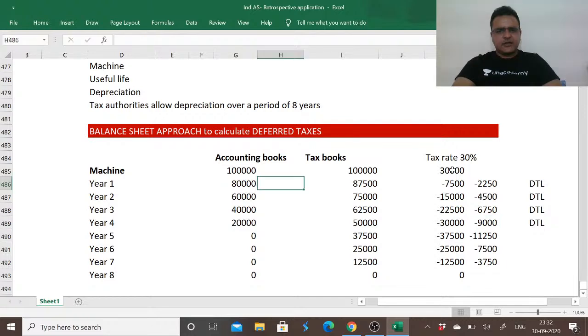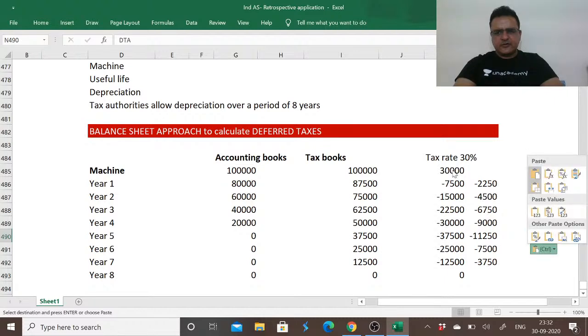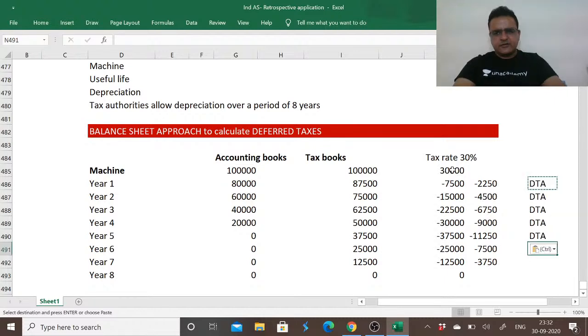Carrying amount of an asset is 80,000. It is lower than the tax base of an asset, which is 87,500. The difference is 7,500. If the tax rate is 30%, 2,250 is DTA, therefore tax asset. Second year, 60,000 is carrying amount of an asset, lower than tax base of an asset, giving rise to DTA. The DTA built, and from year 5 onwards, it started reversing.